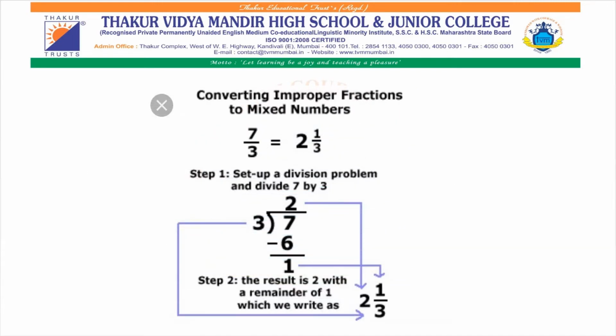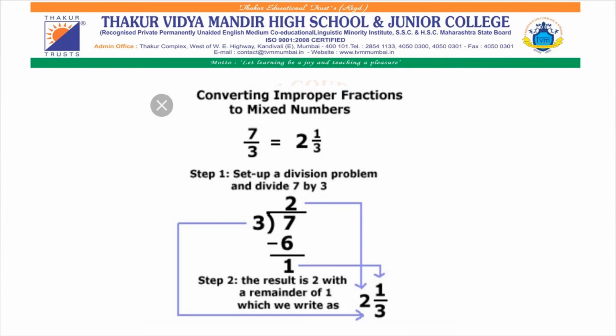Converting an improper fraction to a mixed number. Now here 7 upon 3 is an improper fraction. Why is it an improper fraction? Because 7 is greater than 3. Again I am telling you, when the numerator is greater than the denominator, then it is an improper fraction. So 7 is greater than 3, so 7 upon 3 is an improper fraction. So now you have to divide. The first step is to divide the numerator by the denominator.